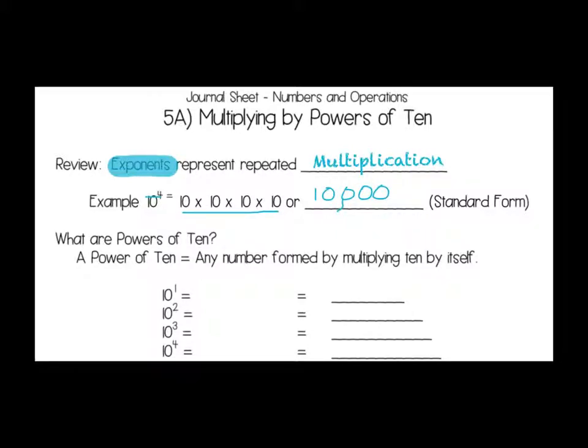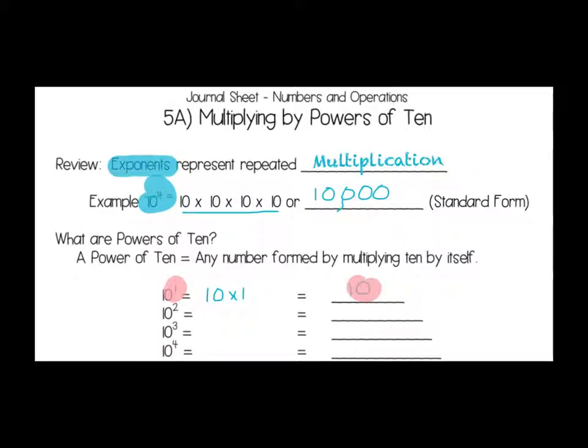In that lesson, we learned to look for patterns and noticed that the number of zeros in our product matched the number of our exponent. So, in our problems below, when we think about powers of 10, any power of 10 is any number formed by multiplying 10 by itself, pretty much any given number of times. So, if I have 10 to the first power, 10 isn't actually being multiplied by itself, it's being multiplied by 1. And if you notice, there is a pattern there, because I have a 1 in the exponent, and I have 1 zero in my product.